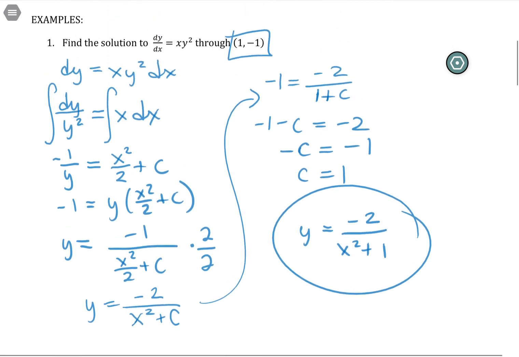So like I said, if you still have your answers to those in-class slope fields handy, go back and look at that one and think about what the solution curves look like and see if you can see that -2 over x squared plus 1 shape when you start at -1, 1.